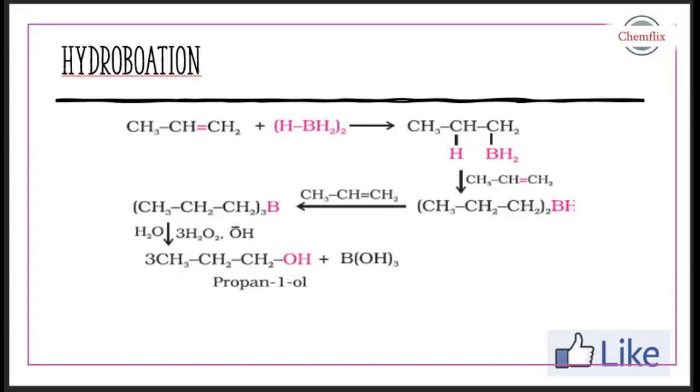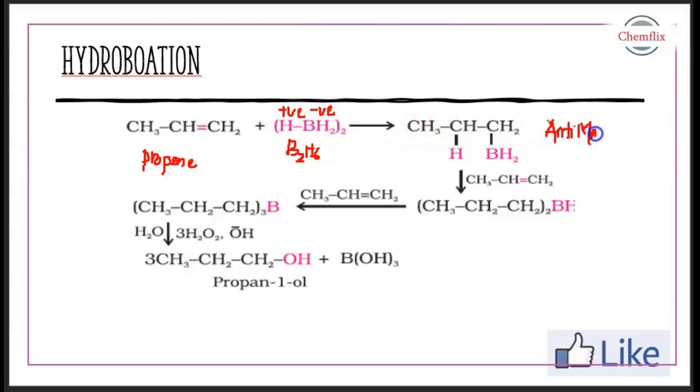There you can see an alkene. What is the name of that alkene? The alkene here is propene. And when propene is added to diborane, B2H6, here BH2 is the negative part and H is the positive part. And it is according to the anti-Markovnikov's rule.